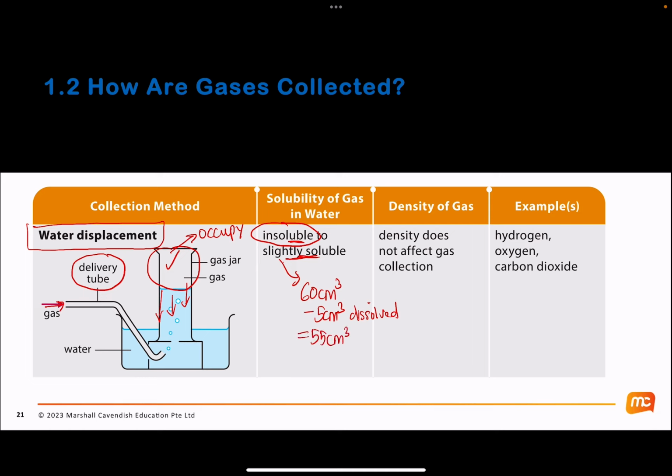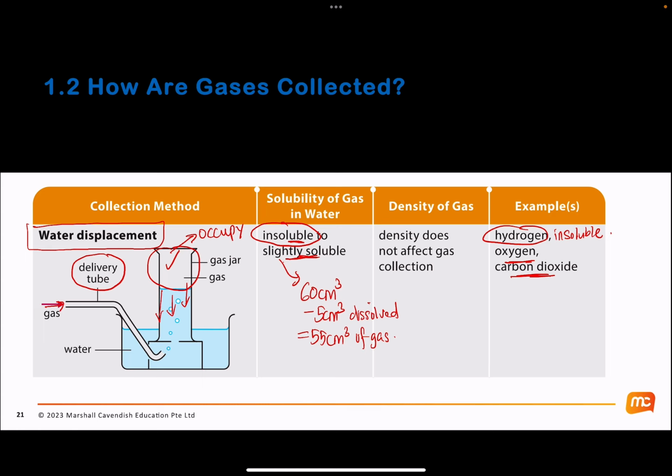So if a question asks, why do you think the volume collected is lower than expected? This is very likely the reason. The gas could be slightly soluble. Examples of gases which could be slightly soluble in water would be carbon dioxide and oxygen. Hydrogen is insoluble. Some of you might ask, do we need to memorize which gas is soluble and which is insoluble? No, you don't have to memorize at this stage. Subsequently, as you gain more experience, you will learn about it. So that is for water displacement. The reason why you choose it is due to this fact.